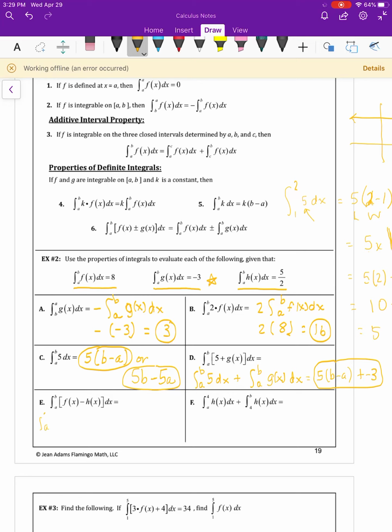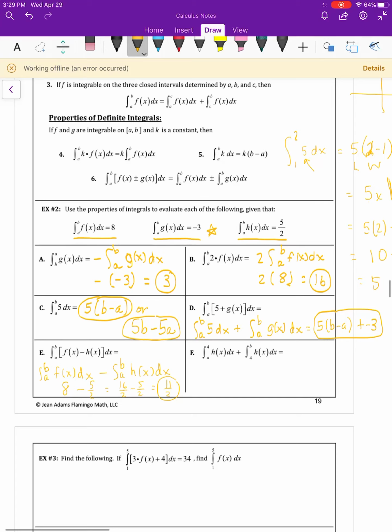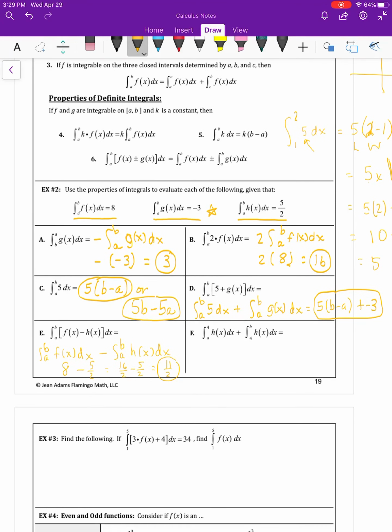All right. E, the integral from a to b of f of x minus h of x dx. Again, we can split this up into two separate integrals. The integral from a to b of f of x minus the integral from a to b of h of x. And we said that the f of x one was 8 minus our h of x one is 5/2. So that's like 16/2 minus 5/2. So that is 11/2 as my answer.